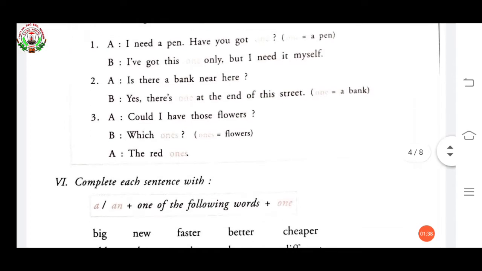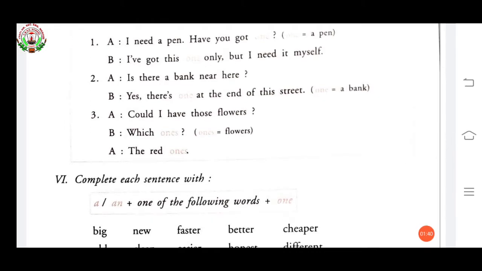Now, second one. Is there a bank near here? Yes, there is one at the end of this street. Again, they are talking about one particular thing, so they are using one, O-N-E. In the previous sentence, one is equal to a pen, and here one is equal to a bank, because they are talking about a bank.